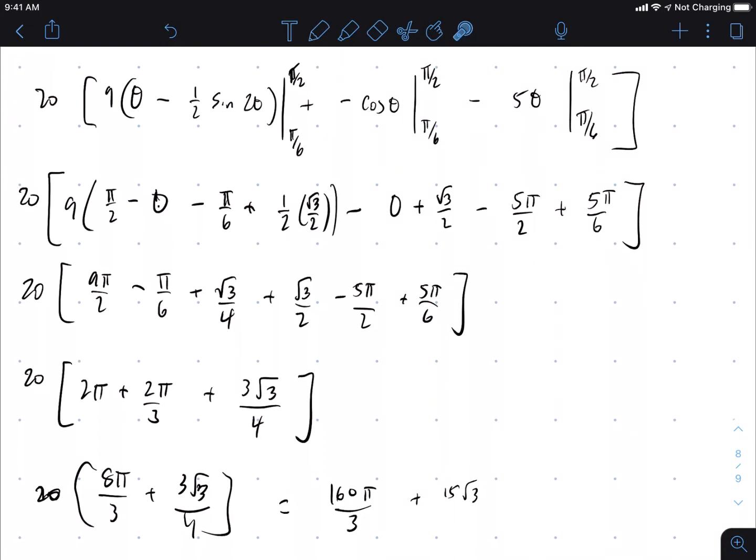Very good. So then this should be 9 pi. And then this one, that's 9 pi over 6. And then this one here should also be multiplied by 9, correct? So this should have a 9. Agreed? Yes. All right, so then let's fix this piece here.